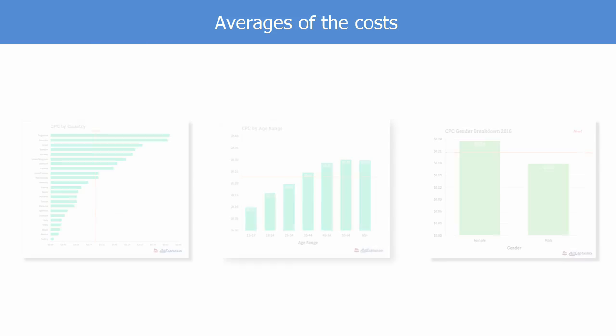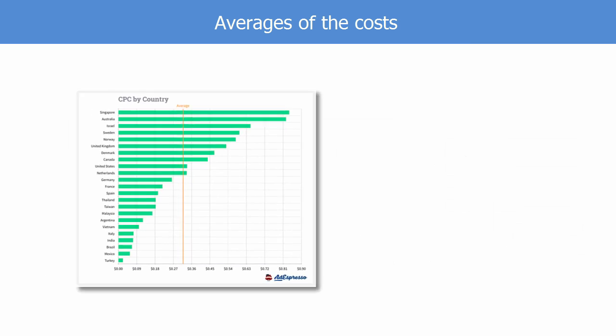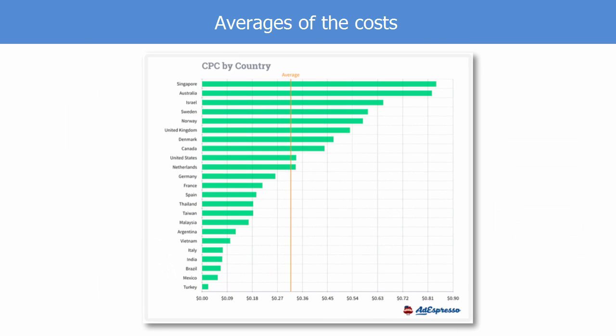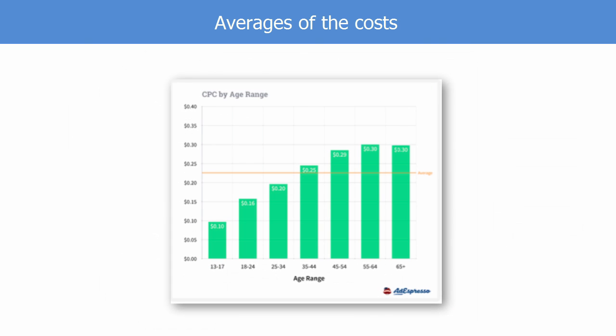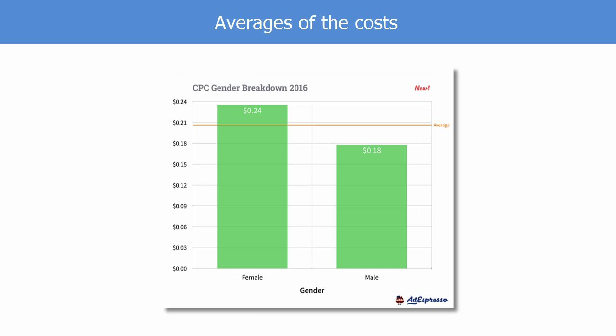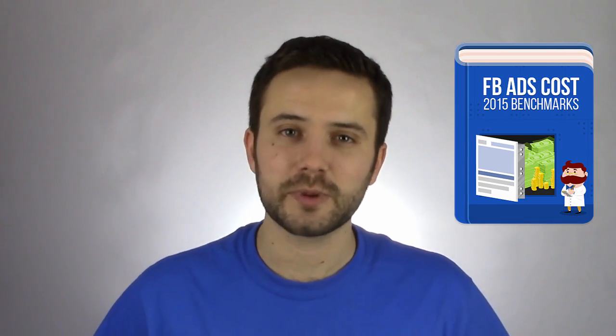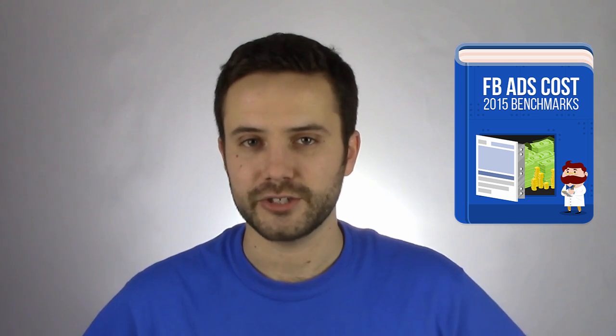Number 2, your audience. We deal with a ton of data, so we do have those averages that everybody wants to know. When people ask how much do Facebook ads cost, they always want the black and white answer. So I'll go ahead and give you the black and white answer. These are the averages of the cost. Here's the country averages, the age averages, and the gender averages. If you want all the averages from 2015, go ahead and grab this ebook. You'll be able to nerd out and you'll be able to say, hey, I'm better than average.